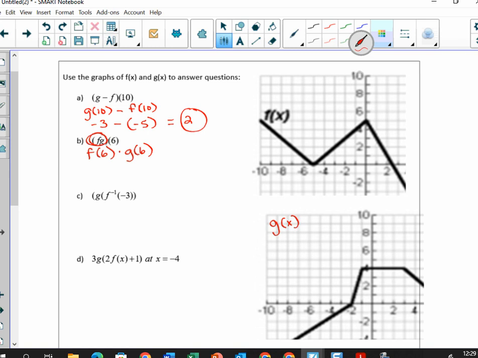All right, what's f of 6, guys? Times, what's g of 6? Did we get negative 5? You go to the x value of 6. What is the y value? The top graph is f of x, the bottom graph is g of x.